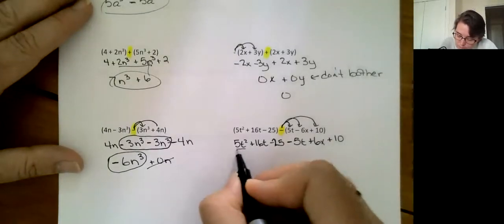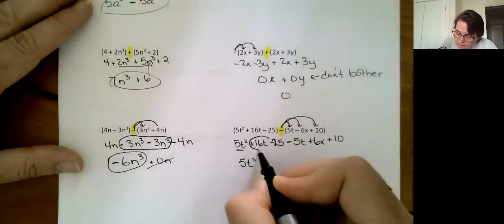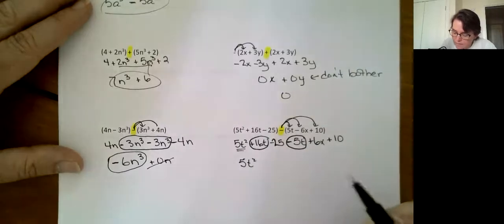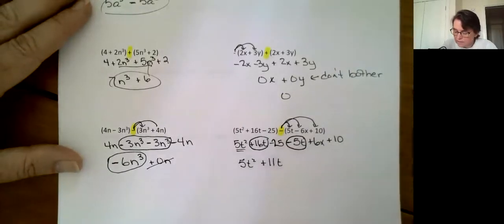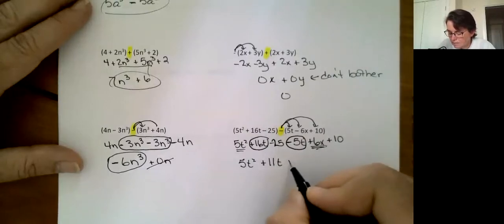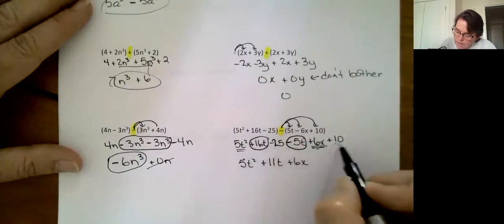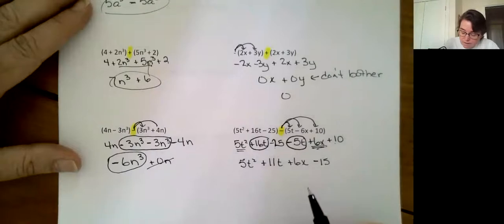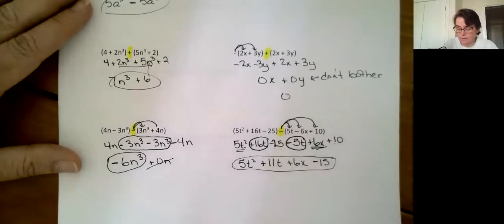So this is my only t squared, so 5t squared. Now I've got 16t here. And I've got minus 5t there. So 16 minus 5, it's plus 11t. And my 6x, it just kind of came along for the ride, so we'll just bring it down. Nothing to do, bring it along. And then we have minus 25 and plus 10, so that's going to give me minus 15. And there are no like terms in there, so we are done. There's a lovely polynomial there for you.